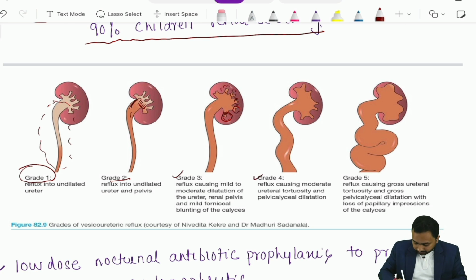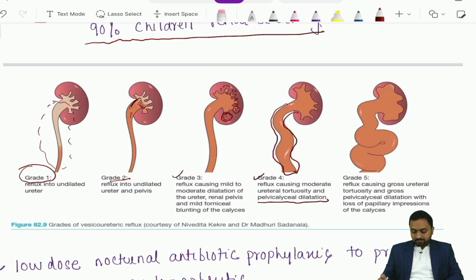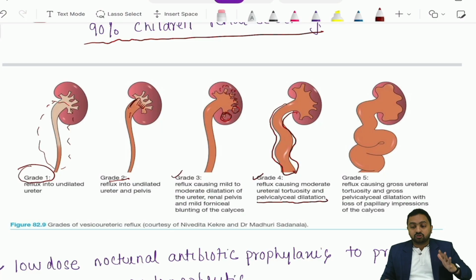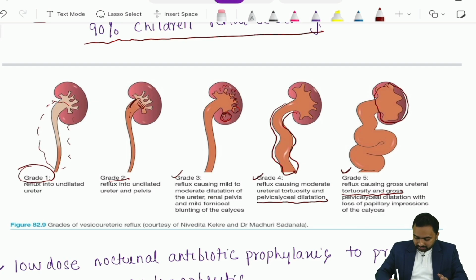Then we have your grade 4, which is a reflux causing moderate ureteral tortuosity and pelvicalyceal dilation. So you can see the tortuosity that starts beginning, and your grade 5 is gross ureteral tortuosity and gross pelvicalyceal dilation with the loss of the papillary impression of your calyces. So this is your grade 5. You can expect an image based question coming from here where they ask you regarding your grades of VUR.